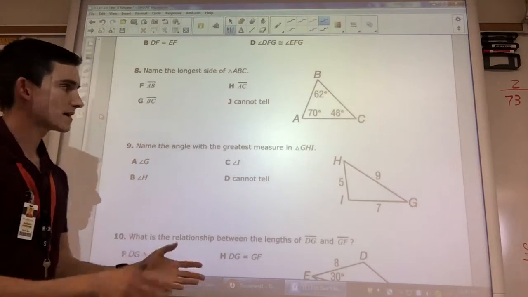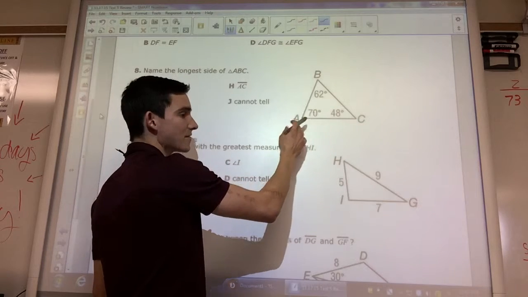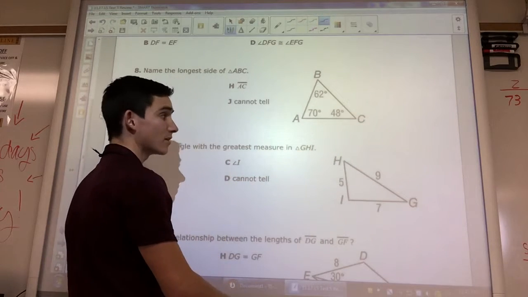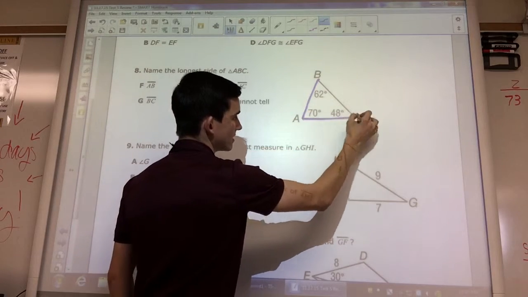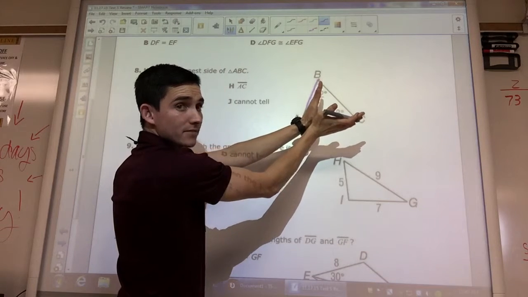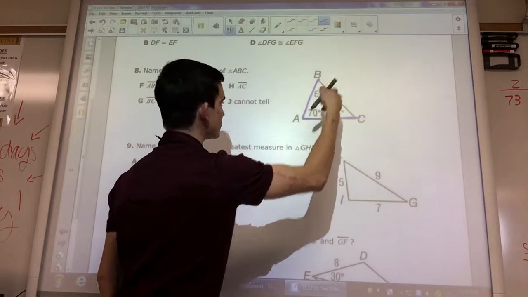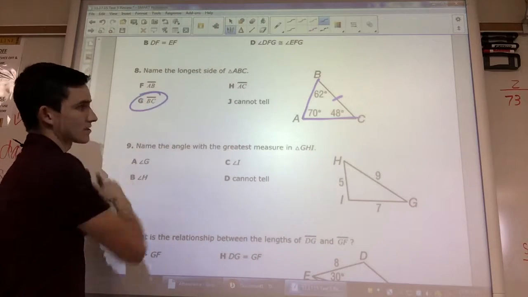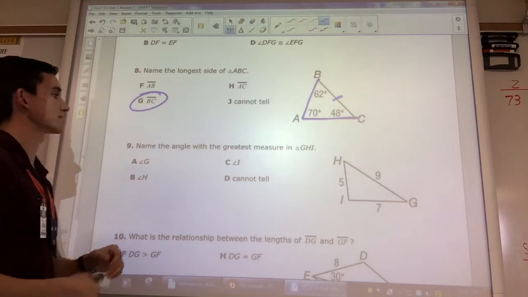Okay, so to find the longest side, if you have a triangle and it gives you all the angles, the longest side is going to be the side that's created by the largest angle. So for example, this angle 70 right here is taking two sides and it's opening them up 70 degrees. That's going to be the longest side that it creates. So this side right here, side BC, that's the longest side. Okay? It's the side that's across from the biggest angle.